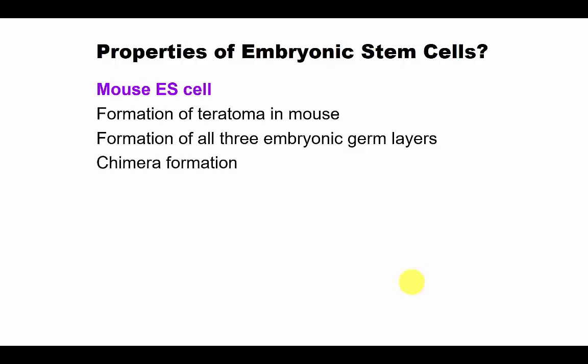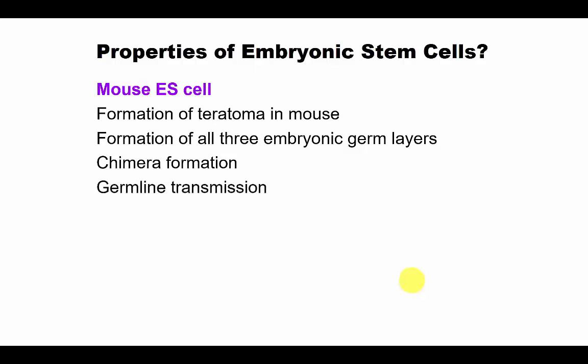If embryonic stem cells enter another embryo, they can mix together and carry their own genetic information and form some mixture of life forms. This kind of life form we call chimera. So embryonic stem cells can generate chimera.